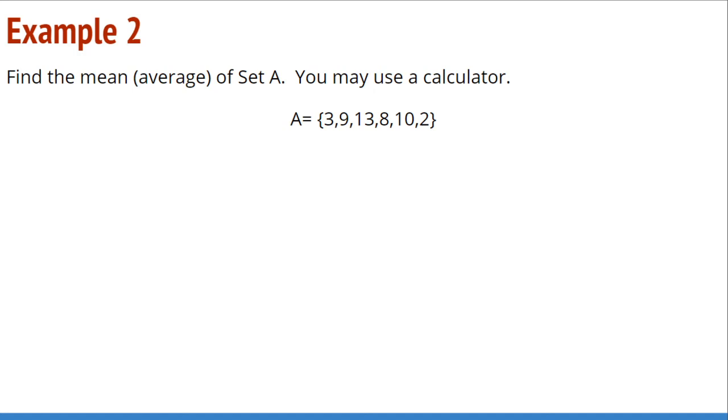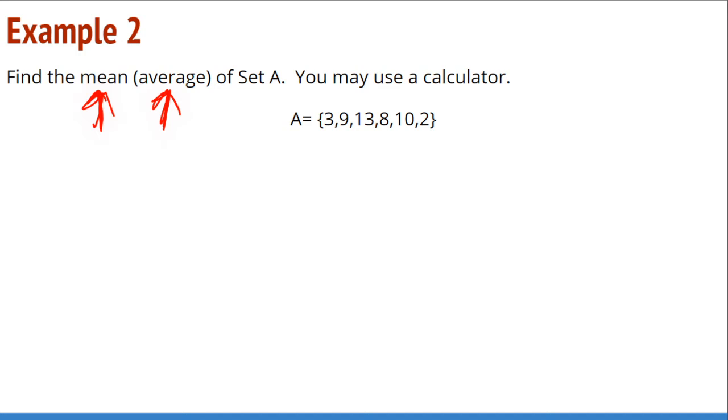All right, here we go. Example 2. Find the mean, which is also known as the average of set A. So when we talk about finding the mean, that is the same as finding the average. When we say find the average, that's the same as finding the mean. Step number 1, add everything together.